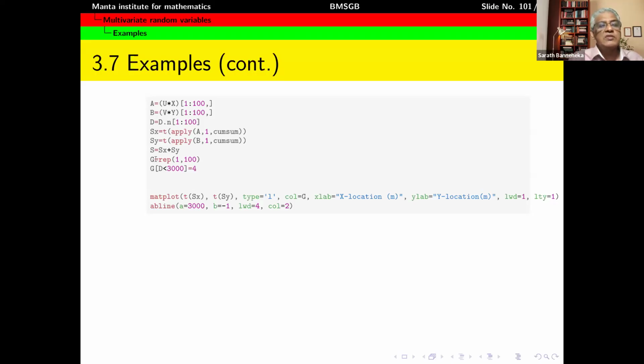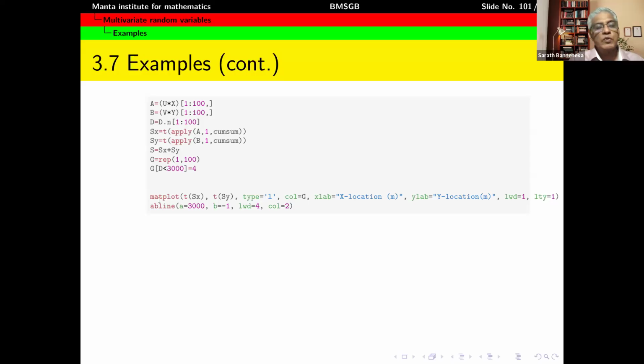So I first of all say G is equal to just 100 ones, but then what I do is I say I want to have color 1 and color 4. So for those distances, where D is less than 3000, I want to have the value G as 4, because 4 is representing a certain color. I think it's blue. So if D less than 3000, now my G value will be 4, otherwise G value will be 1. So I have two numbers in this vector of 100 numbers.